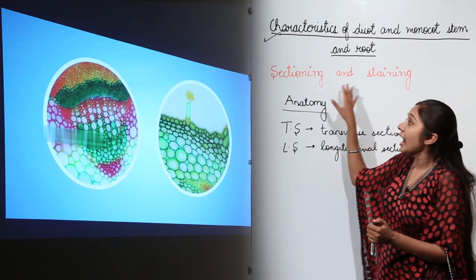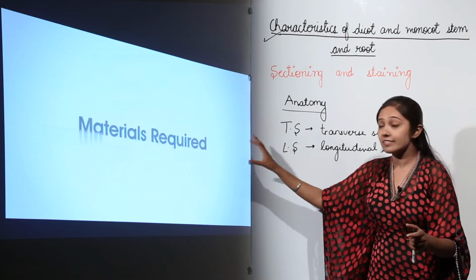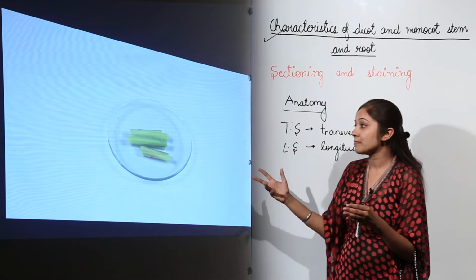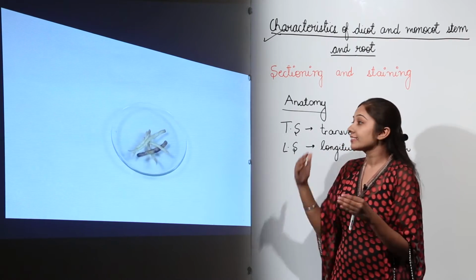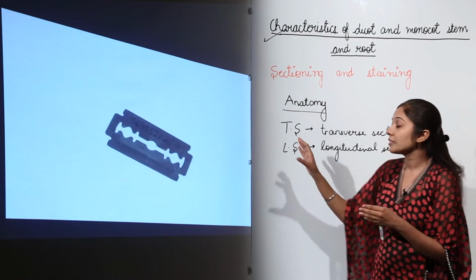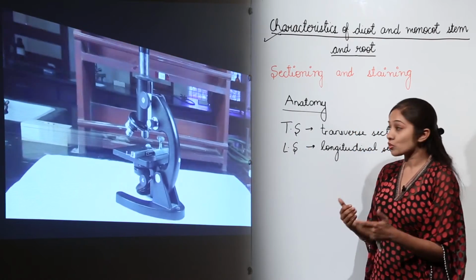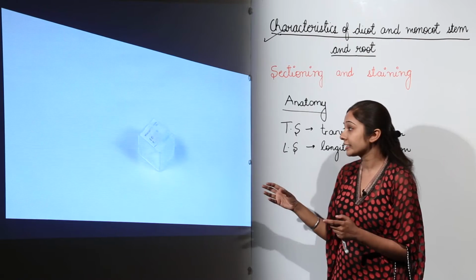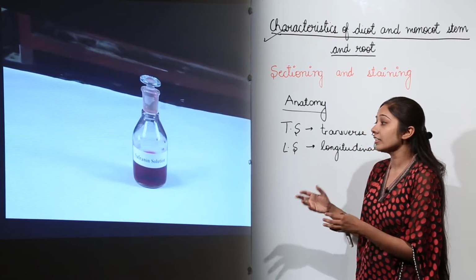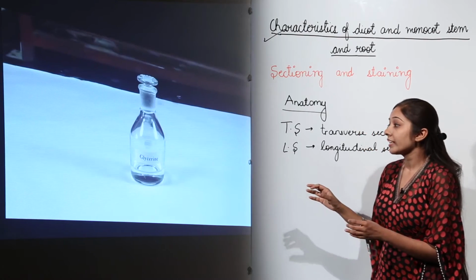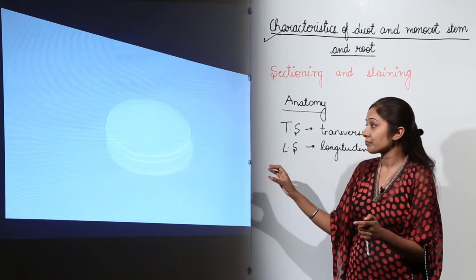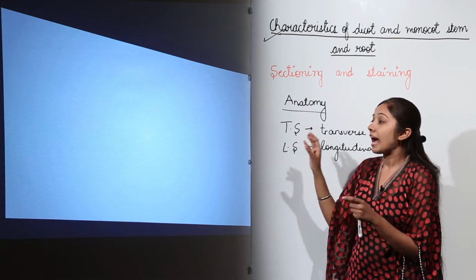So let us see how you can actually perform this. What are the materials required? You need freshly plucked sunflower stems and maize stem, then sunflower root and maize root. These are the materials we are going to have. Then you need a blade, a compound microscope, glass slides, cover slips, a petri plate containing water, then safranin solution, then glycerine, after this a brush, a needle, some filter papers and a dropper.